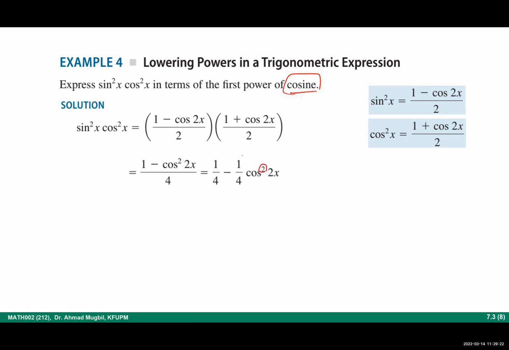Exactly. In fact, what is good is that we don't have sine squared anymore. But what is not good is that we still have the power 2, and unfortunately we have the double of the angle. Can we use it again? Why not? Apply it again. Now here, be careful.